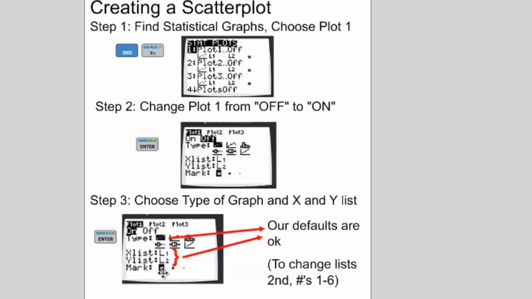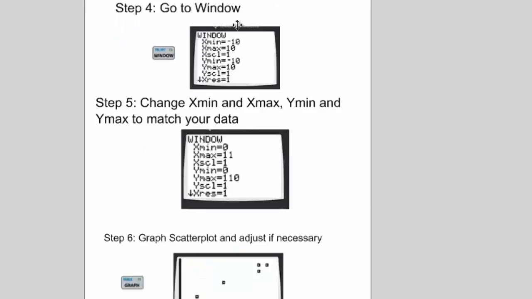And this mark just means that it's going to be a little box mark instead of these two little smaller dots here. Okay, to change a list, like let's say that you entered into list 3, remember you say second and then you press the numbers 1 through 6 to get to your lists.